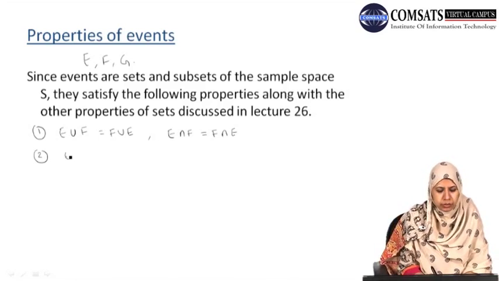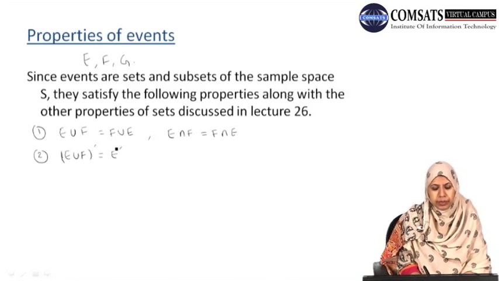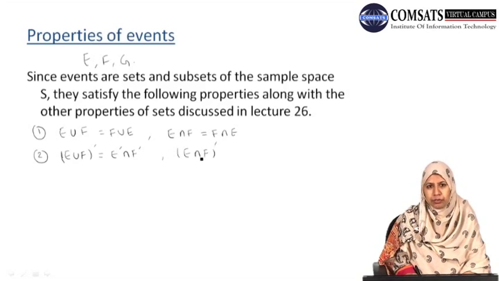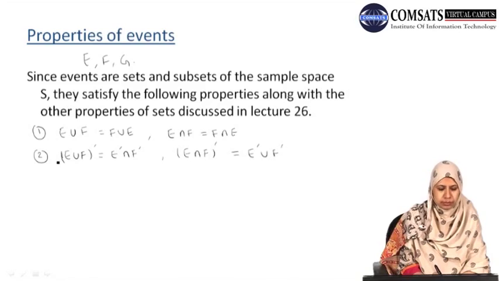If we have the union of two events and we want to take the complement of the union, then this is nothing but the intersection of the complements. That is, the complement of the union of two events is equal to the intersection of the complements, and the complement of the intersection of two events is equal to the union of the complements of the events.